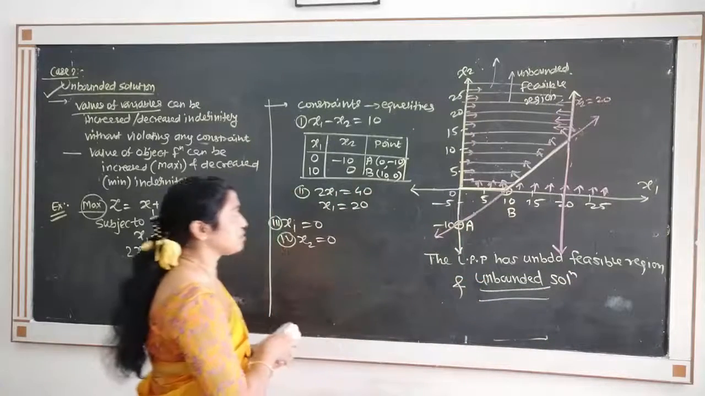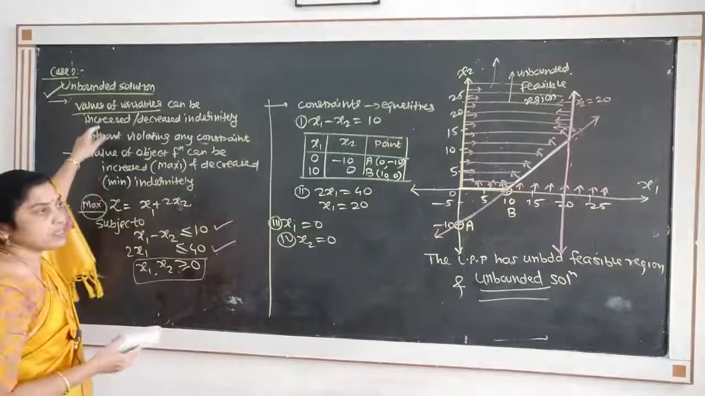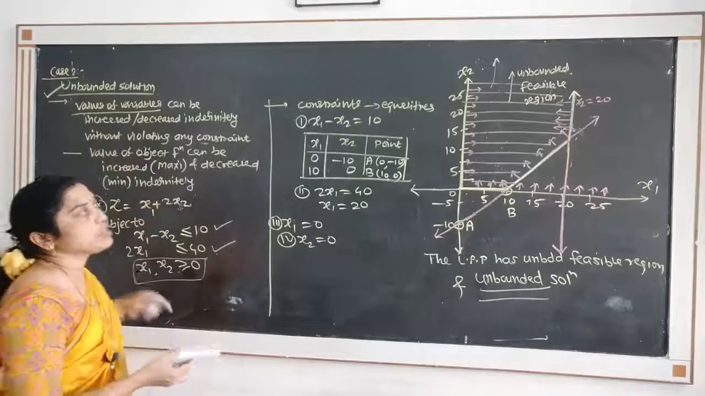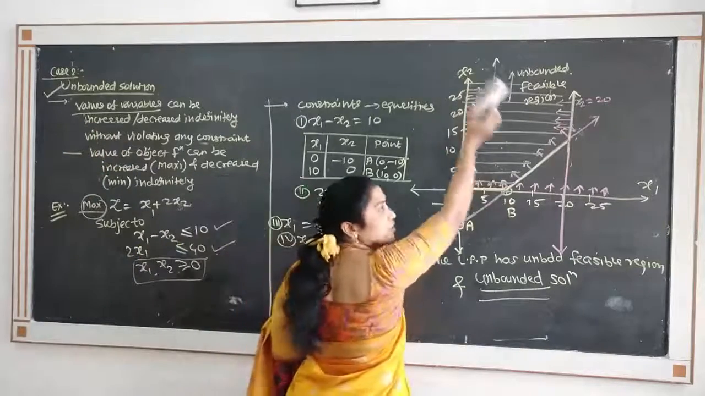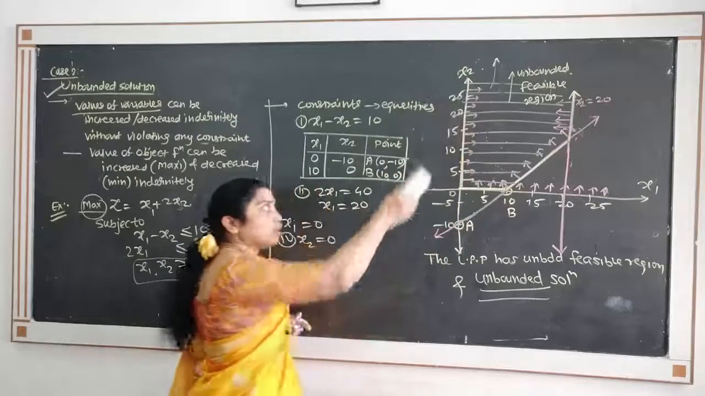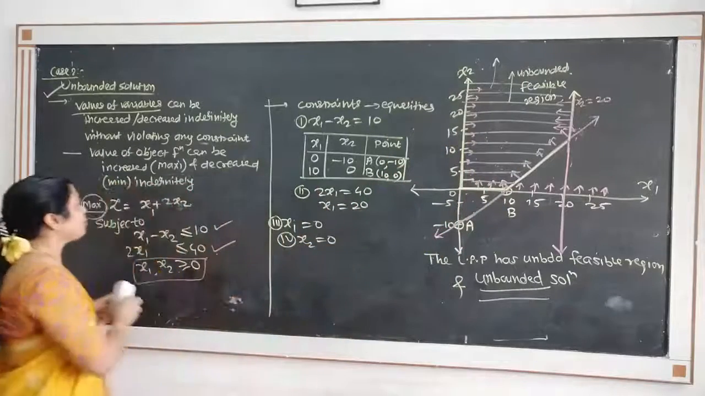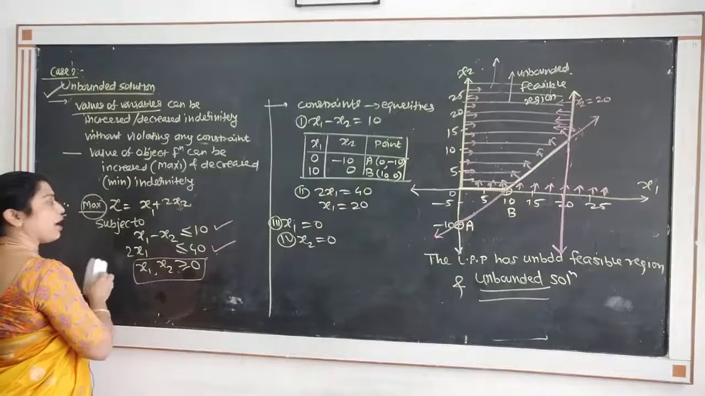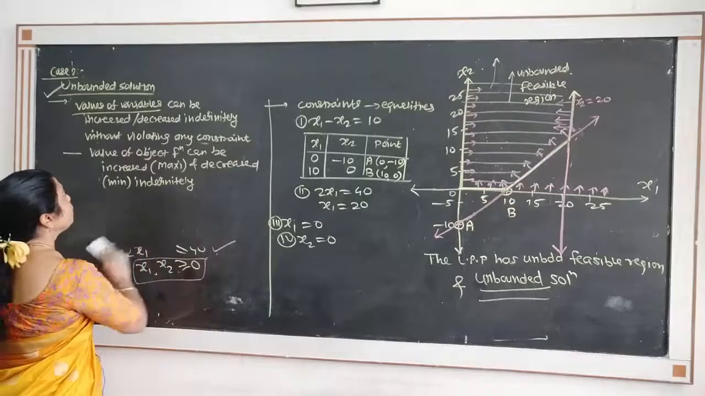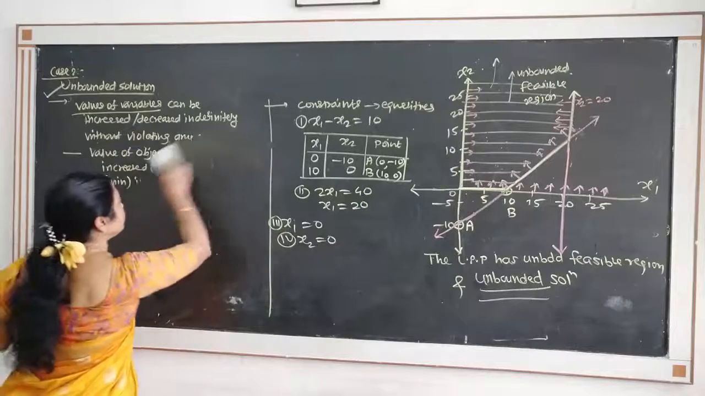So this is the second case. Unbounded solution means the value of the variables can be increased or decreased indefinitely and therefore we are not able to find the maximum or minimum value, and hence in such cases we get an unbounded solution.